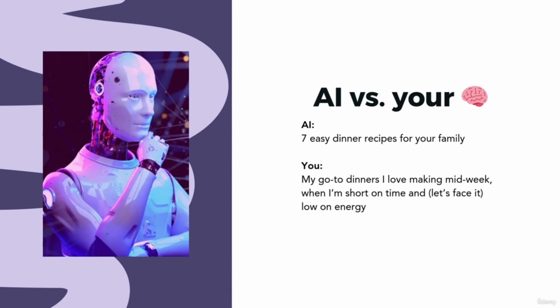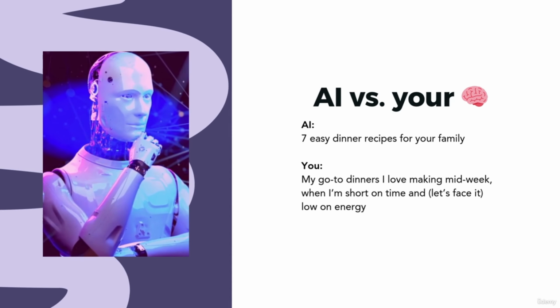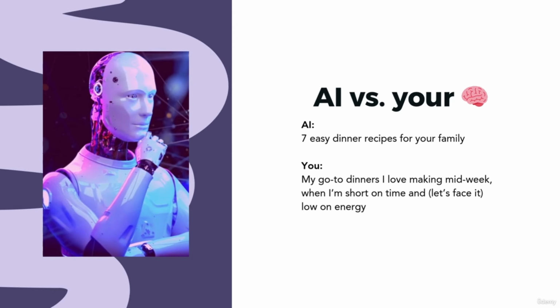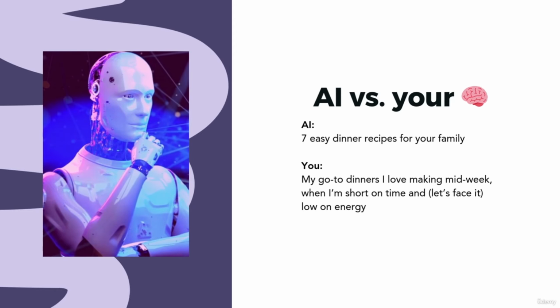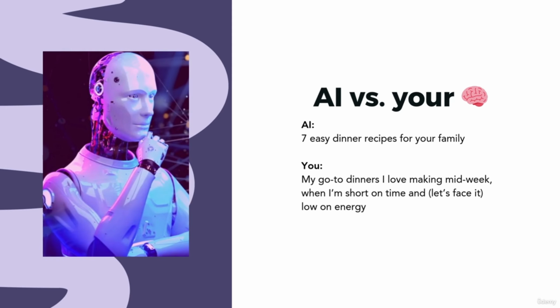So for example, where an AI tool might tell you to create a post about the 7 easy dinner recipes for your family, you can then spin that into, these are my go-to dinners I love making midweek when I'm short on time and, let's face it, even lower on energy. And that works because people will often not really remember what you're saying or creating or sharing unless they really resonate with something about your brand, your story, your values, or anything that actually makes up your online persona.